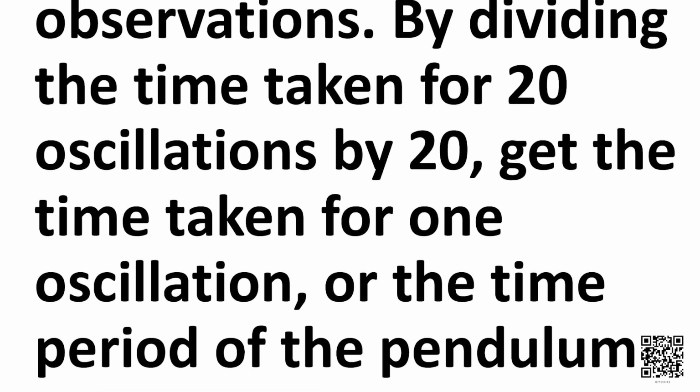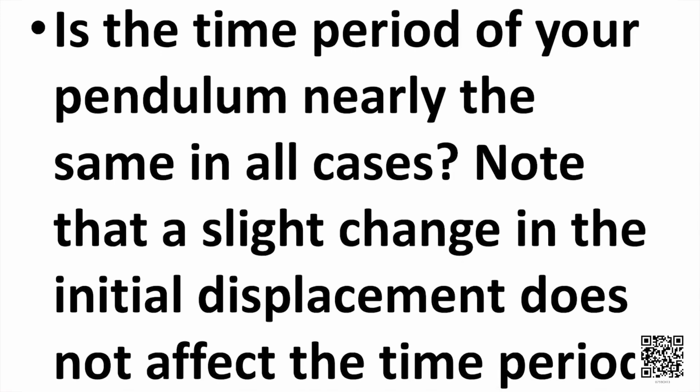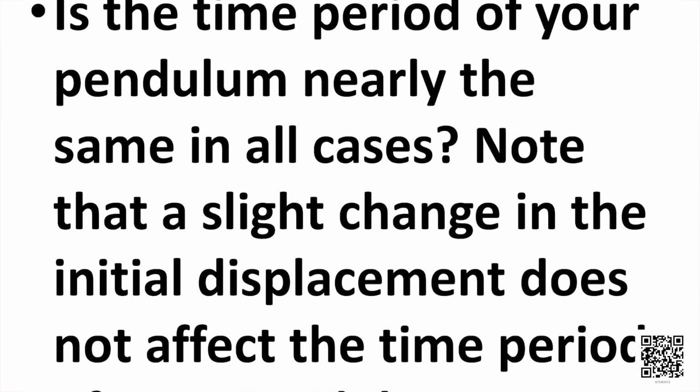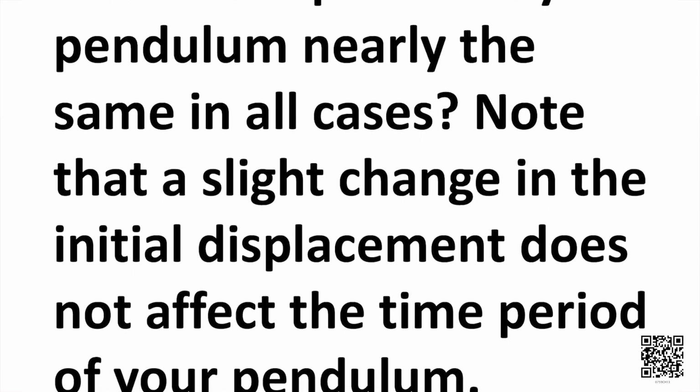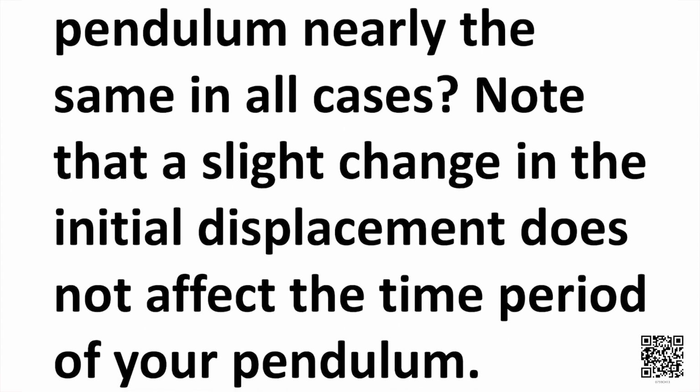By dividing the time taken for 20 oscillations by 20, get the time taken for one oscillation, or the time period of the pendulum. Now students, after completing this activity, try and note that the time period of the pendulum is nearly the same in all cases. Also note that a slight change in the initial displacement does not affect the time period of the pendulum.